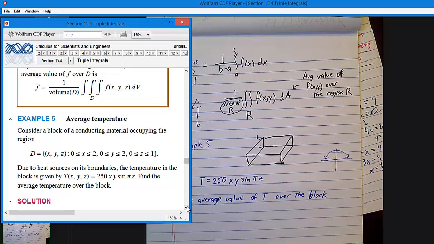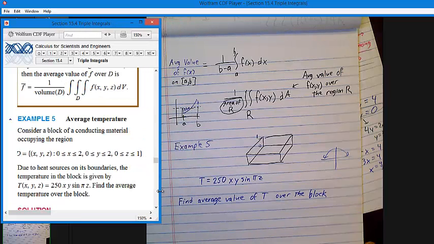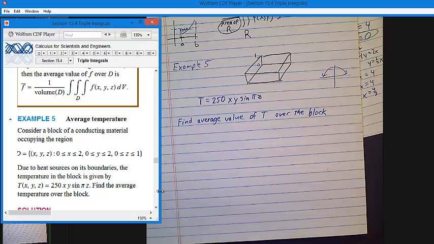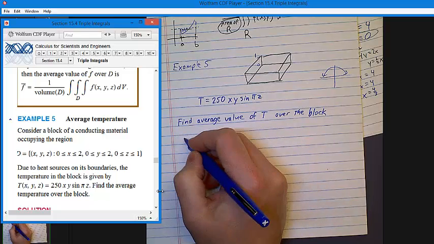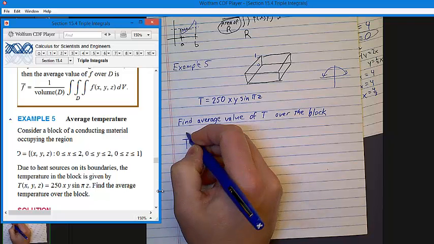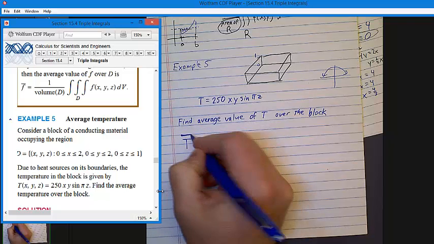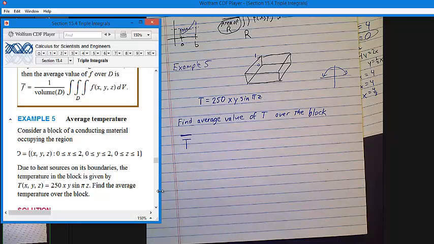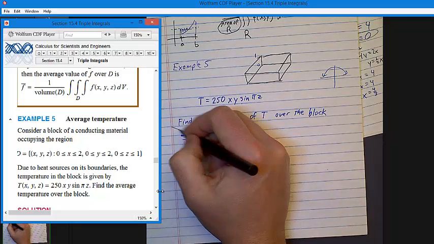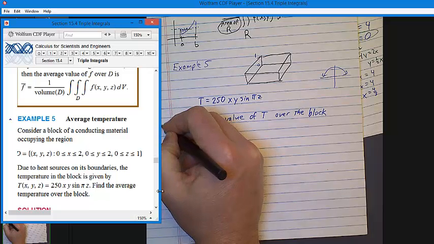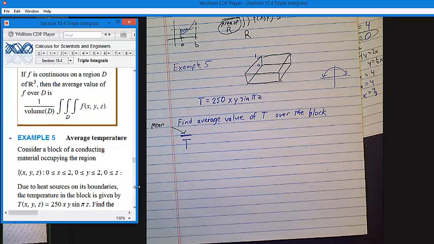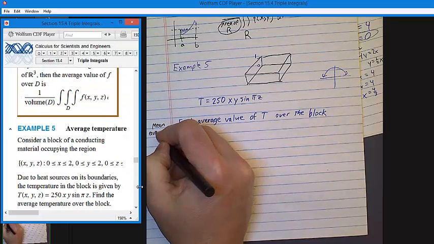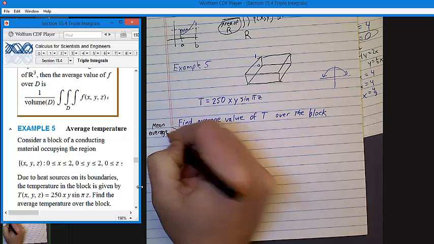Okay, so here I go. Can I find the average value of T over the block? So, well, again, it's 1 over the volume of D. So I'm going to write T bar, right? A lot of times, just so you guys understand, that bar is talking about a mean, the mean average symbol, that bar.